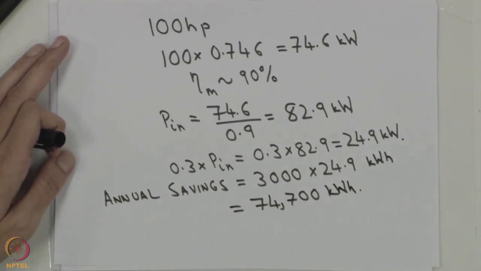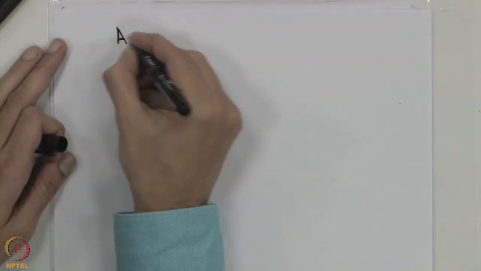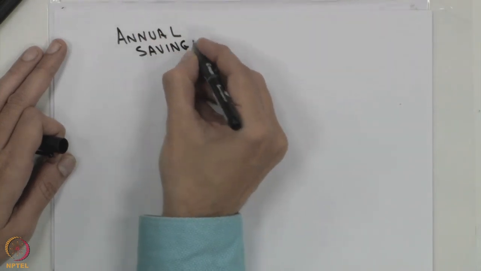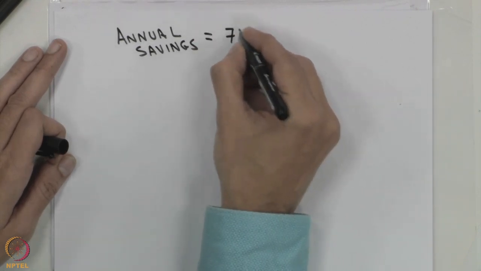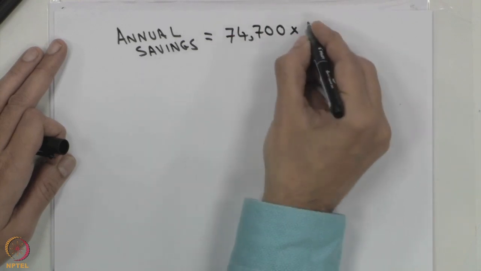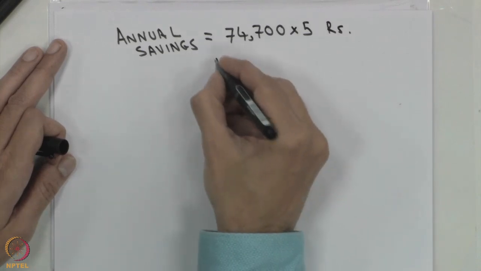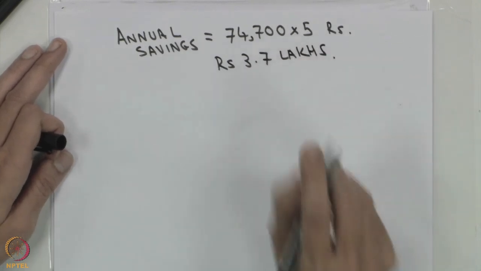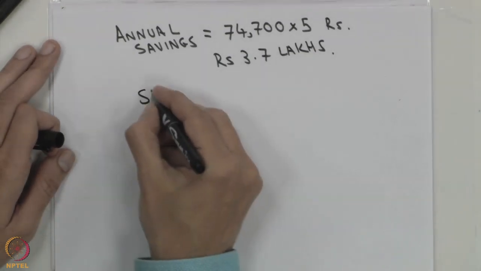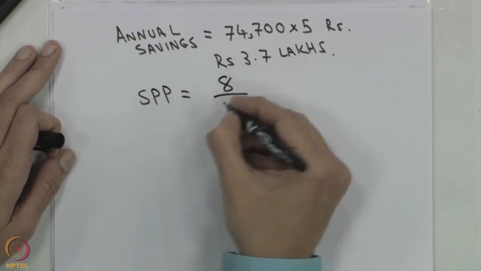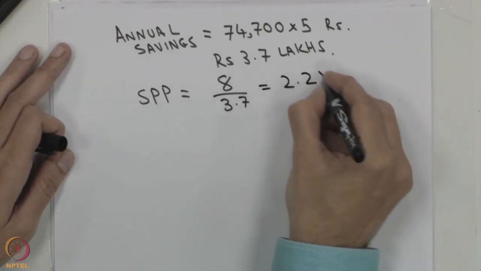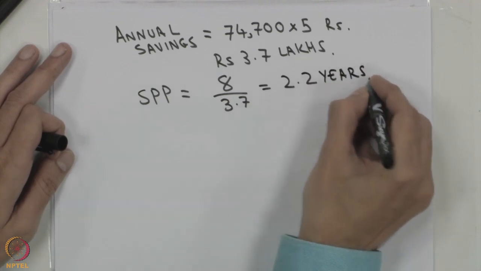Now, we have been told that electricity price is rupees 5 per kilowatt hour. So, the annual savings are just multiply the total that we have, which is 74,700 into 5 rupees, and this turns out to be 3.7 lakhs. We were told that the investment is 8 lakhs, so the simple payback period is nothing but 8 by 3.7, right? Which comes to about 2.2 years. That was the first thing that we had to calculate.